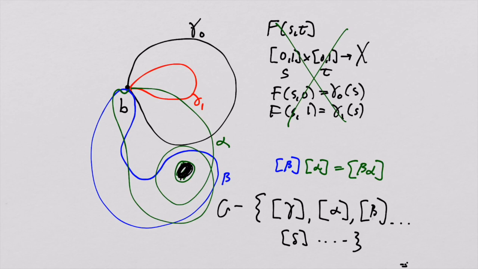Actually, I'm not going to call it G. I'm going to call it pi 1. This is called the first homotopy group. It's also called the fundamental group. The fundamental group.